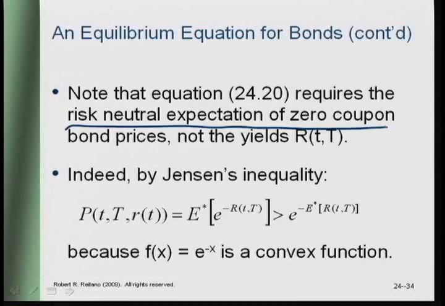Jensen's inequality says that we have, on a formula by the Cox result, that the price is an expected value of e to the minus r. Well, e to the minus x is a convex function, and Jensen's inequality says that if you take an expected value of a convex function, that's bigger than the function applied to the expected value. So if I move this expectation from outside the function to inside the function, I get something smaller.